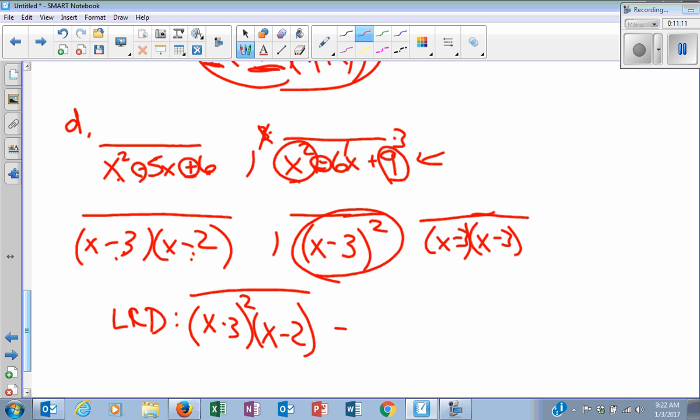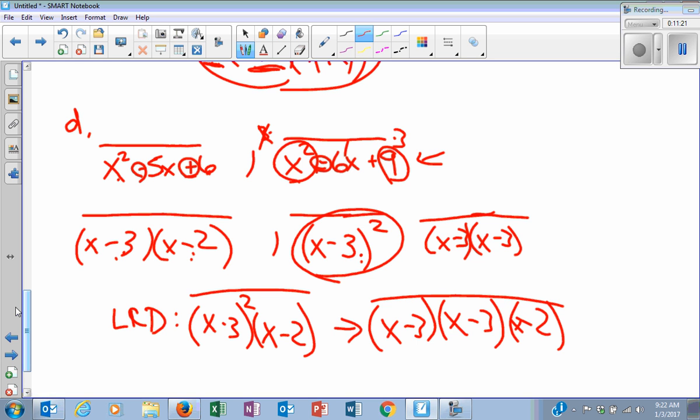So my denominator is actually going to look like this: x minus 3, x minus 3, x minus 2. It needs both of these. So that's going to be my least common denominator. So this one I would have to multiply by what's missing, which is an x minus 3. And this one would need to be multiplied by the x minus 2. Again, that's just prepping us for these next type problems.